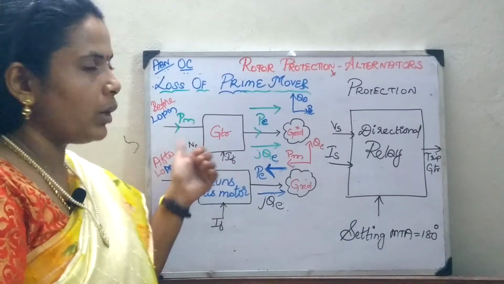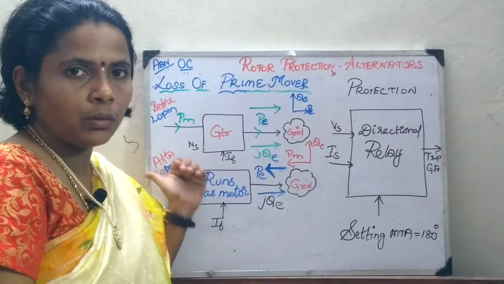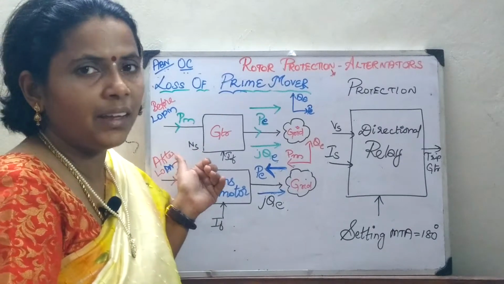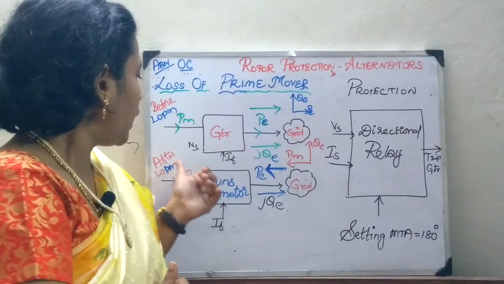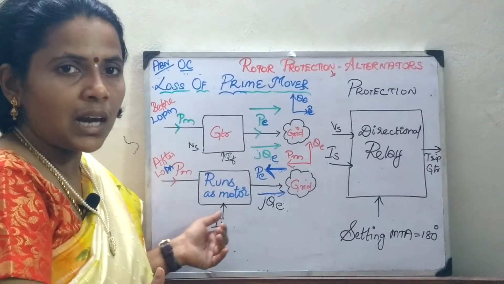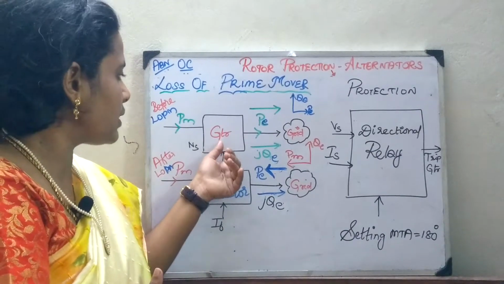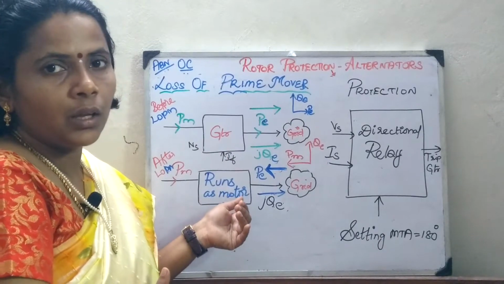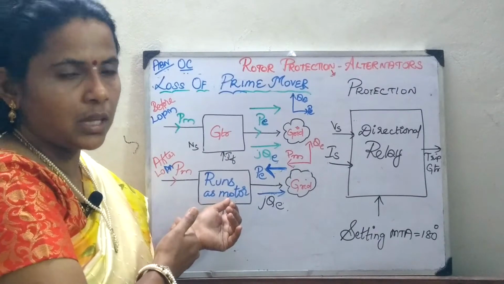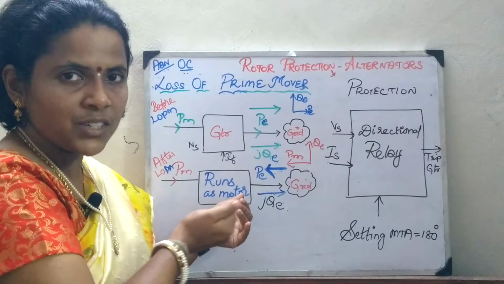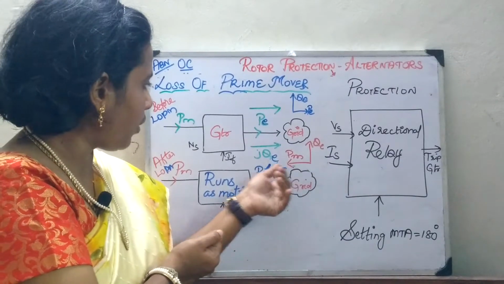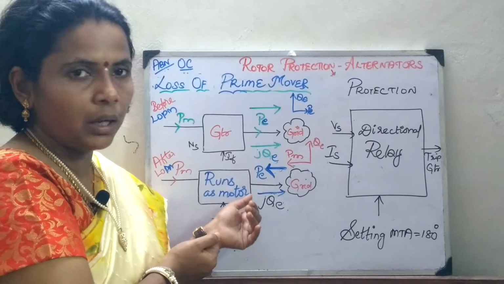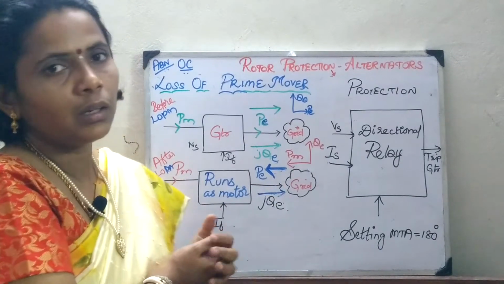Whereas, whenever the prime mover is lost, there is going to be a failure in the prime mover. What happens? The input itself is cut. Okay, in that case, what happens? The generator will start running as a motor. Since the input is gone, it starts drawing electrical power from the grid. In other words, it draws the active power from the grid. Of course, the reactive power is still applied to the grid.